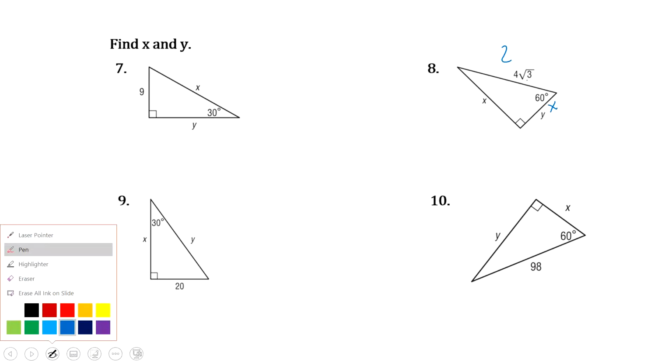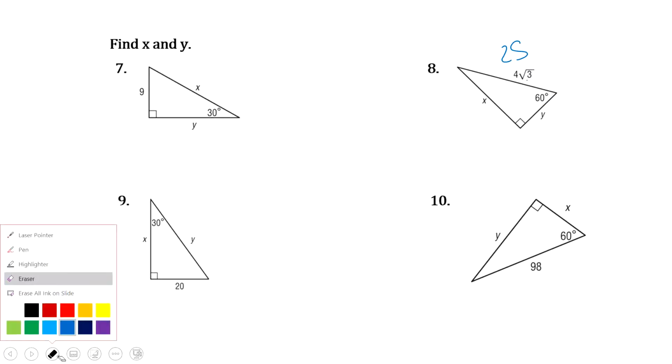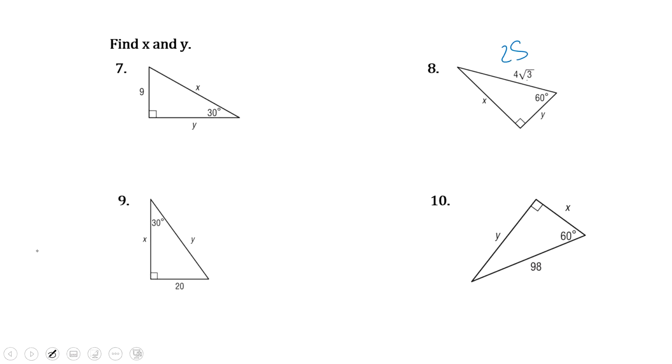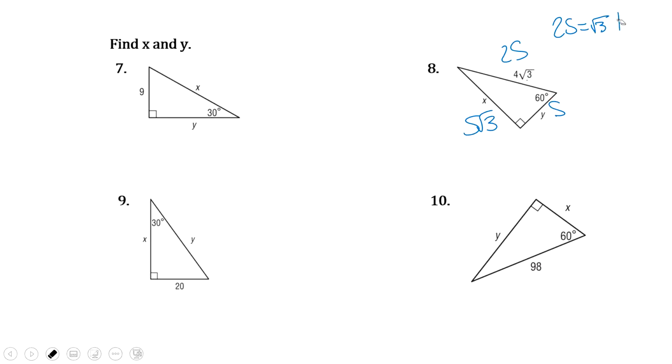We're going to call this side 2S. That makes this side S. I'll erase that too. We're going to make this side S. This side is S square root of 3 in the general form of our problem. The 2S side, so 2S equals 4 square roots of 3. I did it all backwards, and now it's really messy, so I'll erase it and give you better stuff.